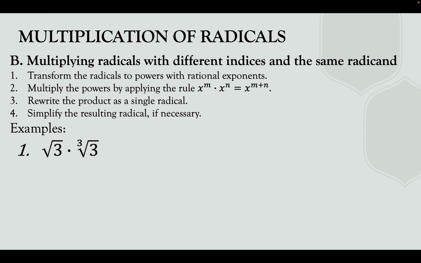Example number 1, we have square root of 3 times cube root of 3. So we have different indices here but the same radicand. So again, next step, we need to transform the radical to power with rational exponent. So we have 3 raised to, our exponent here is 1. So your numerator will be 1. And your index here is 2. So we have 3 raised to 1/2.